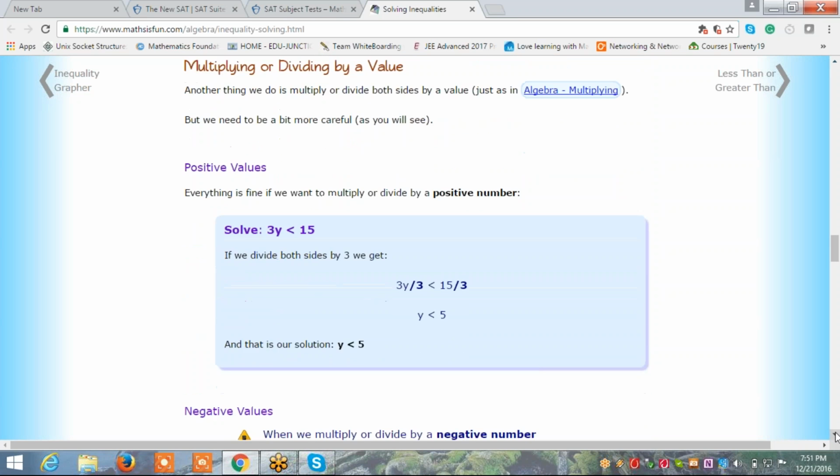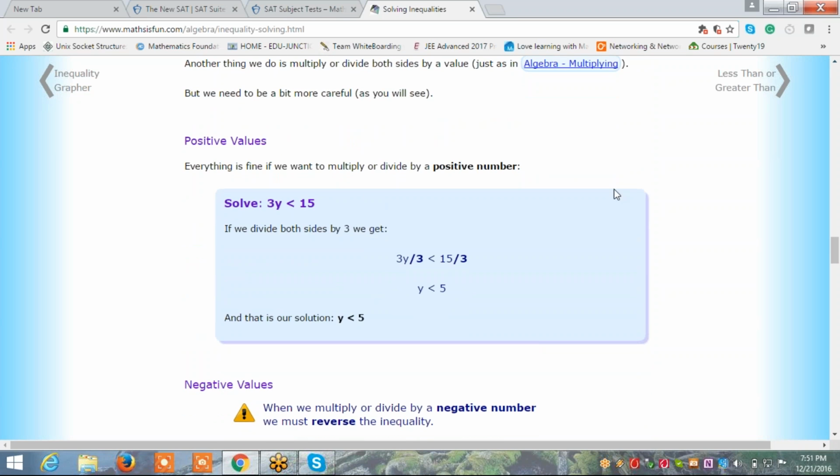This one is most important, and the next one is if it is a negative number. When you have a negative number, the greater than symbol becomes the less than symbol, and the less than symbol becomes the greater than symbol. Those things will happen.